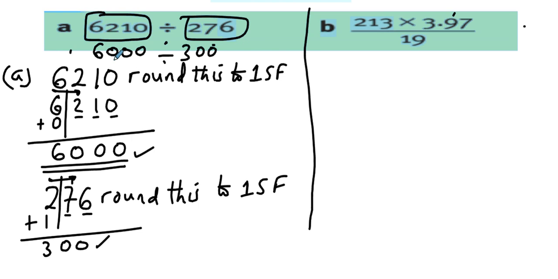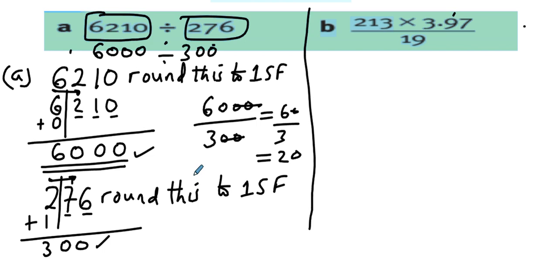So what is 6,000 divided by 300? Let us see. 6,000 divided by 300. Cut these 2 zeros. Cut the zeros. 60 divided by 3, the answer is 20. So this answer, 6,000 divided by 300, the answer we got is 20.